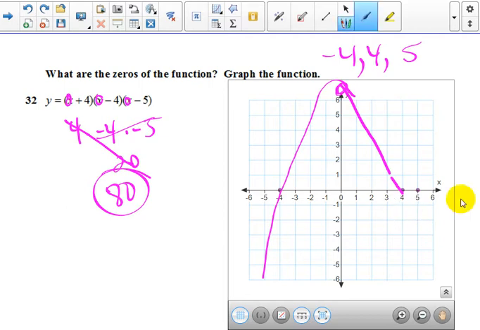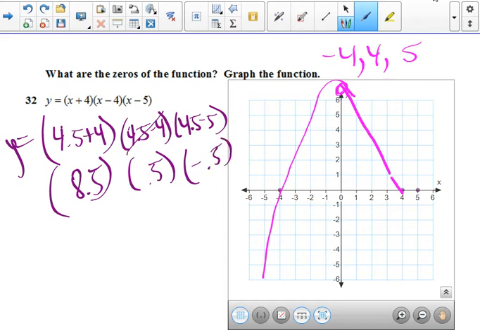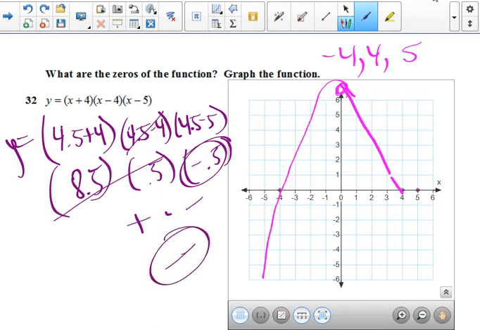We expect that it's going to be negative, right? It's going to fall below the x-axis. So when we look at this, we've got 4.5 plus 4. That's going to be an 8.5 times 4.5 minus 4. Well, that's just going to be a times 0.5. And then a 4.5 minus 5 times a negative half, 0.5. Well, positive times a positive becomes positive, and positive times a negative becomes a negative. So our last number is going to be a negative, so it's falling below. So that's what we thought.